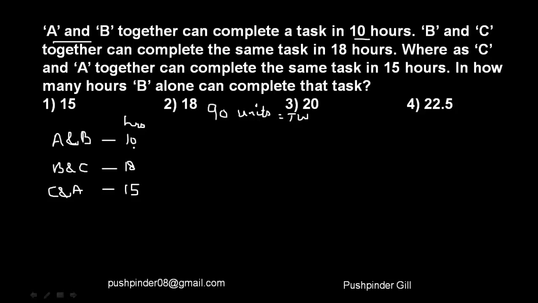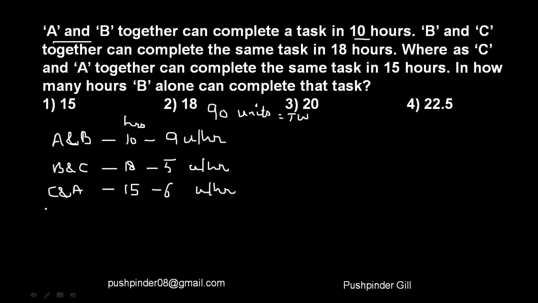Now A and B are able to finish the job in 10 hours, and the work is of 90 units. That means they finish 9 units every hour, right? So this is the rate. Similarly, B and C take 18 hours to finish the job. To finish 90 units, they will be finishing 5 units every hour. Similarly, C and A would be finishing 6 units every hour, right? So this is what I have got here.